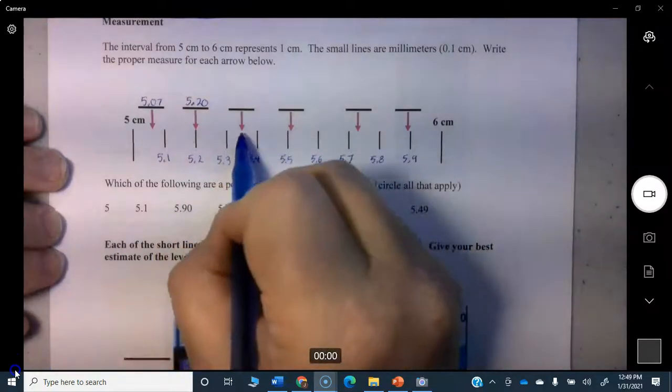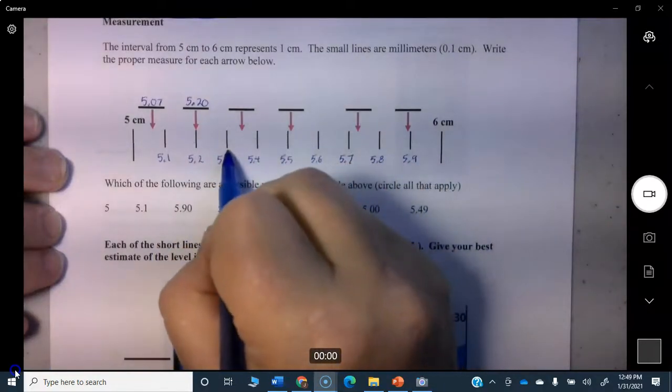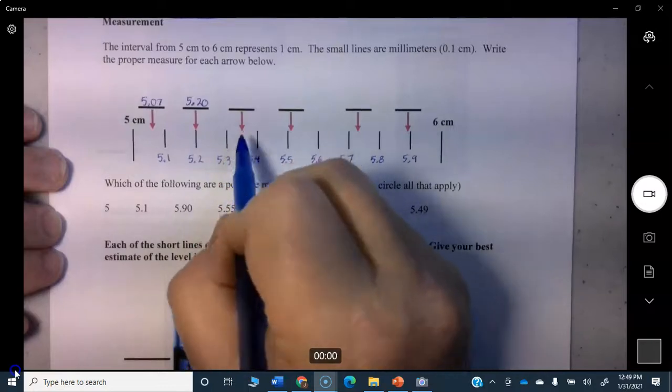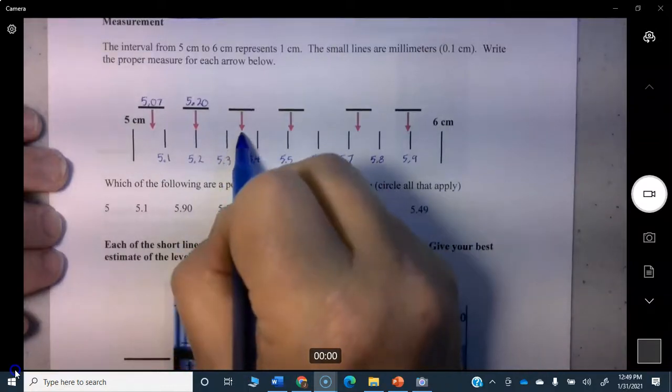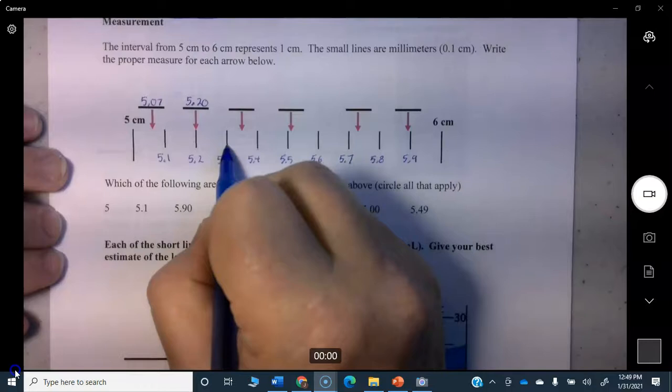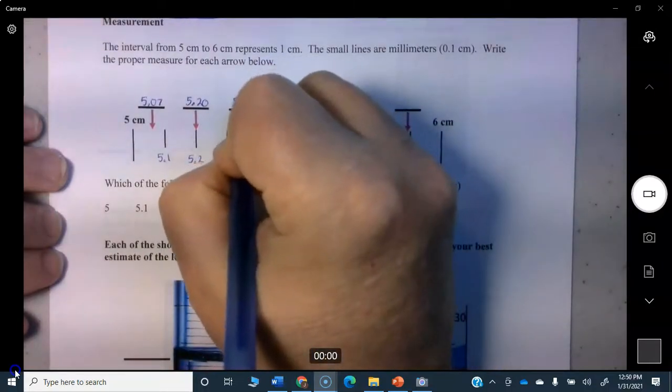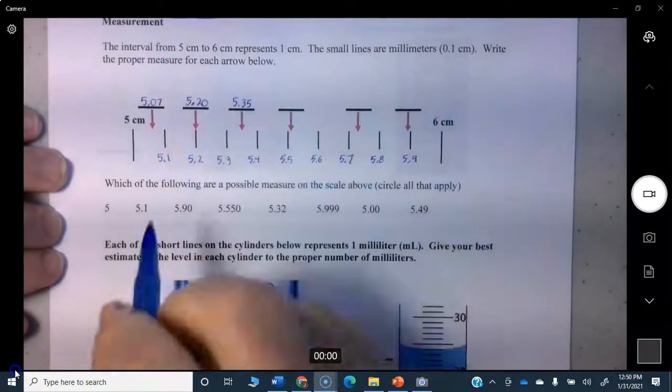Let's try this one. What's that? It's 5.3 something. It's before 5.4. I'm going to say it looks like about 5.35. It's that second digit, I think, is halfway between there and there. So 5.35. Okay, so now I'm going to actually do what the question's asking for.